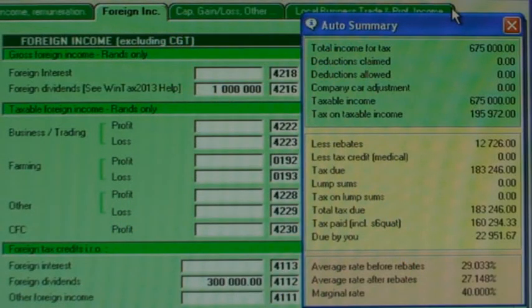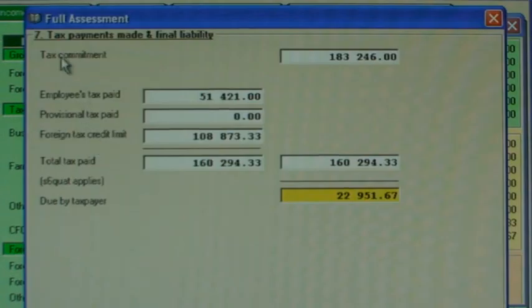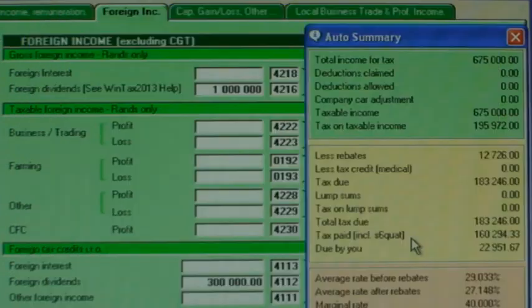If we look at the 2015 program again and bring over the auto summary, you can see our total income of 675,000, and there's our tax due of 183,246 after the primary rebate. There's our 6 quat limit plus pay as you earn paid, and there is our due by you amount of 22,951. Looking at the final page of the Wintax report, we can see there's no forfeited amount shown here, and down here it tells us that 6 quat applies.